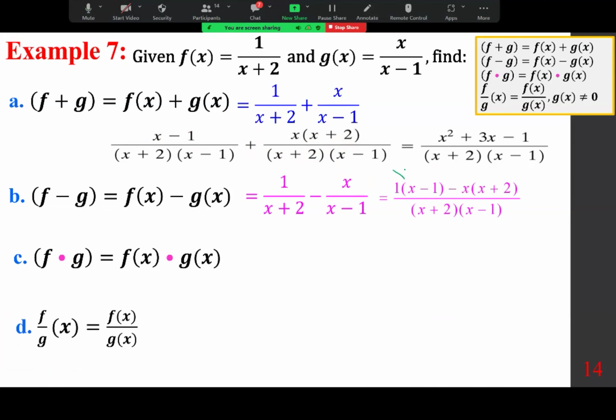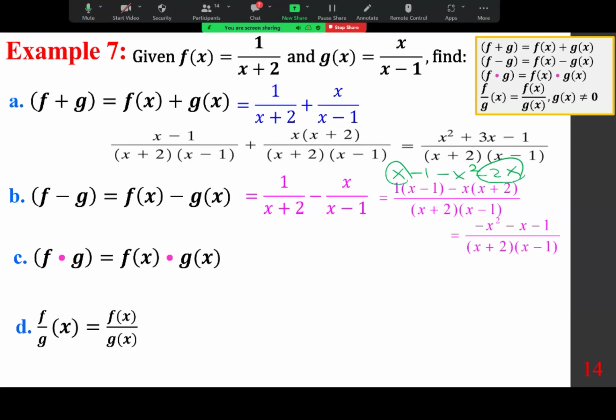So this is x minus 1 minus x squared minus 2x. So if I want to put this in descending order, minus x squared is the first term, and then x with negative 2x results in minus x, and negative 1 remains.